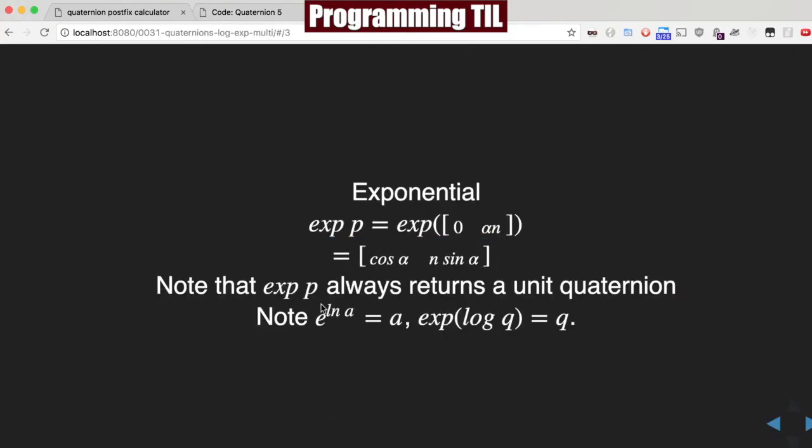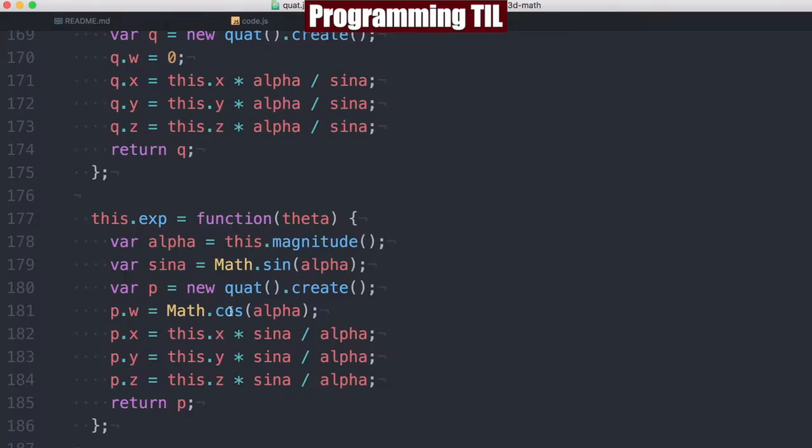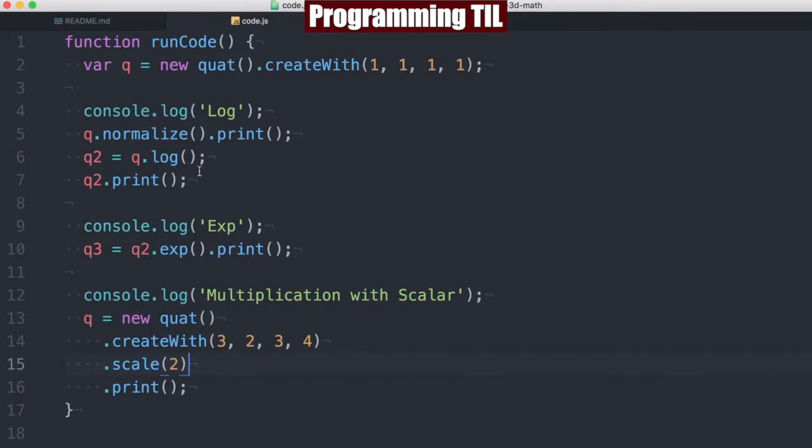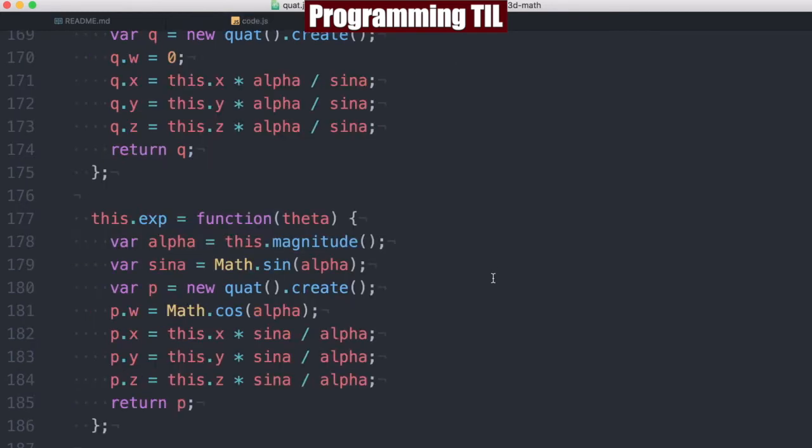And then remember, just like always, the exponent of the logarithm of q is equal to q. So since we're taking the normalized value for this quaternion, and we take that last one, we take the exponent again, we're going to go ahead and end up with that same 0.5, 0.5, 0.5, 0.5. We have a little bit of differences here because of floating point errors, but more or less this is exactly what we want to see. So that's just the reverse of this.